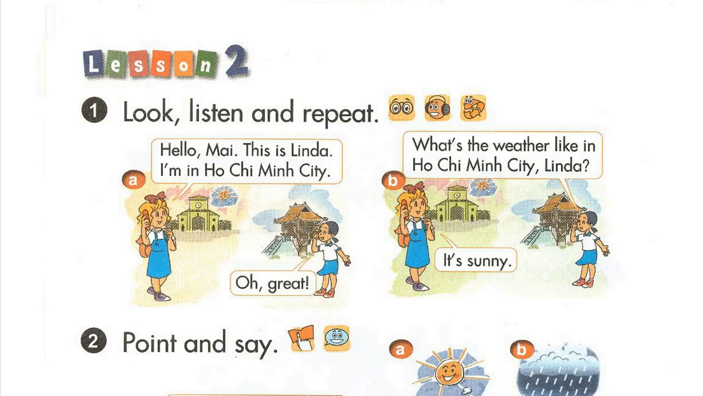Page 60. Lesson 2. Activity 1. Look, listen and repeat. A. Hello, Mai. This is Linda. I'm in Ho Chi Minh City. Oh, great! B. What's the weather like in Ho Chi Minh City, Linda? It's sunny.